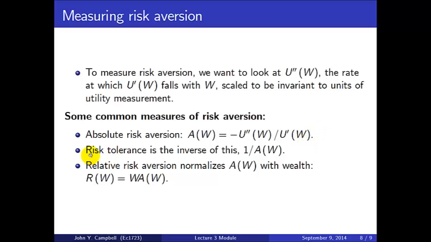There's also a concept called risk tolerance, which is the reciprocal or inverse of absolute risk aversion. And then finally, there's a concept called relative risk aversion, which just multiplies absolute risk aversion by wealth, or normalizes absolute risk aversion with wealth. So relative risk aversion is wealth times absolute risk aversion. And we'll see as we go on in the course how useful these concepts actually are.